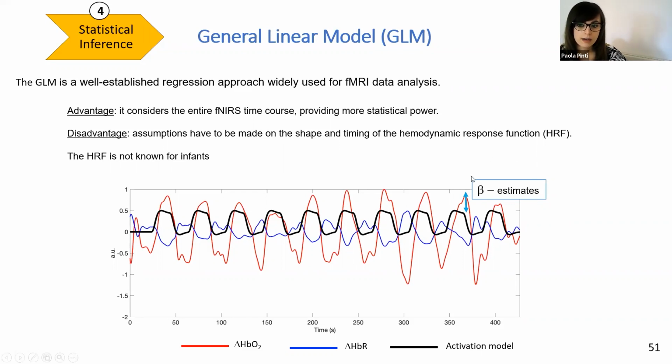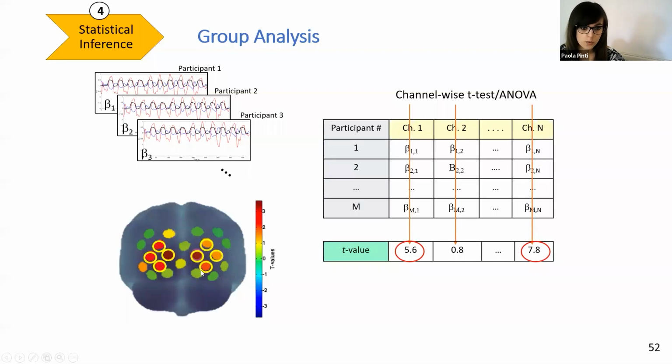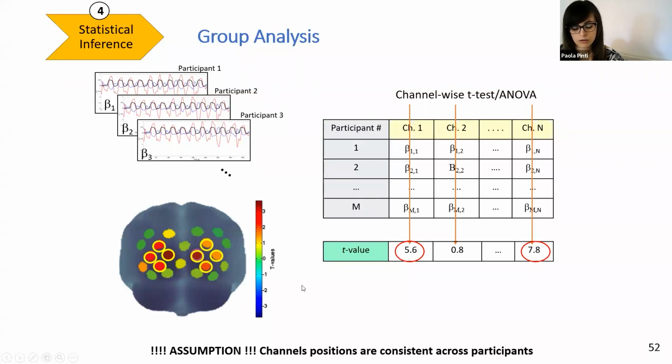In this case, the dependent variable that we will use to run the second level, so the group level analysis, are the beta values. So we, again, estimate the beta values for each one of our participants across all the channels. And again, we can run channel-wise t-tests or ANOVAs based on hypothesis and localize where significant brain activity happens. Also in this case, of course, channel locations need to be consistent across all the participants.